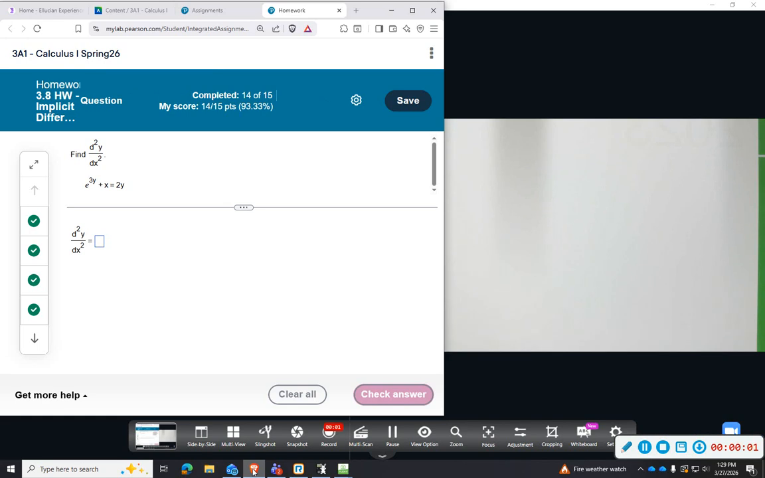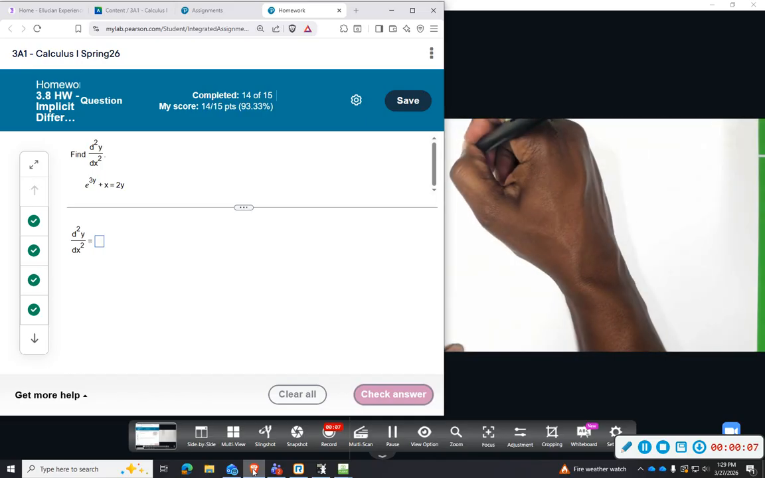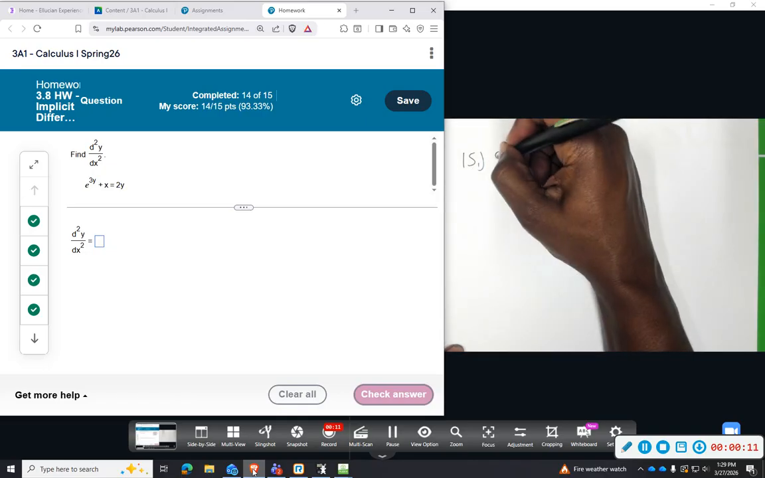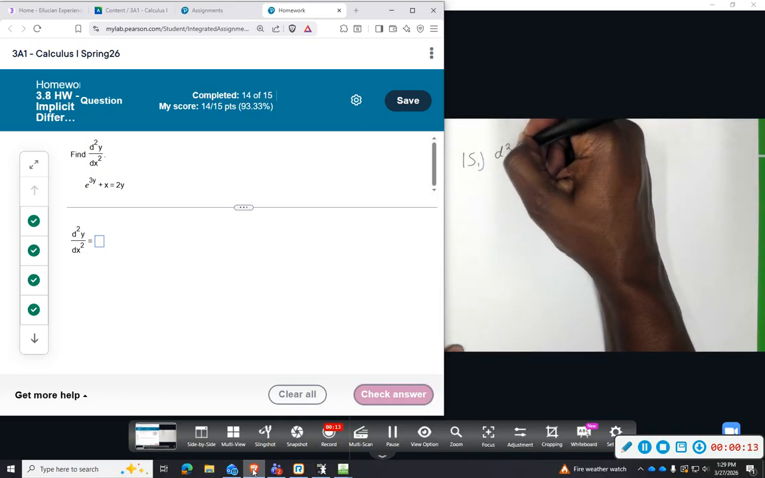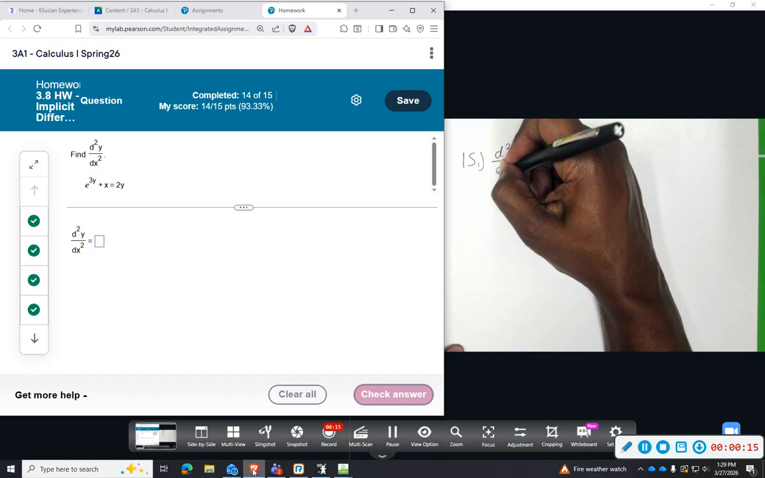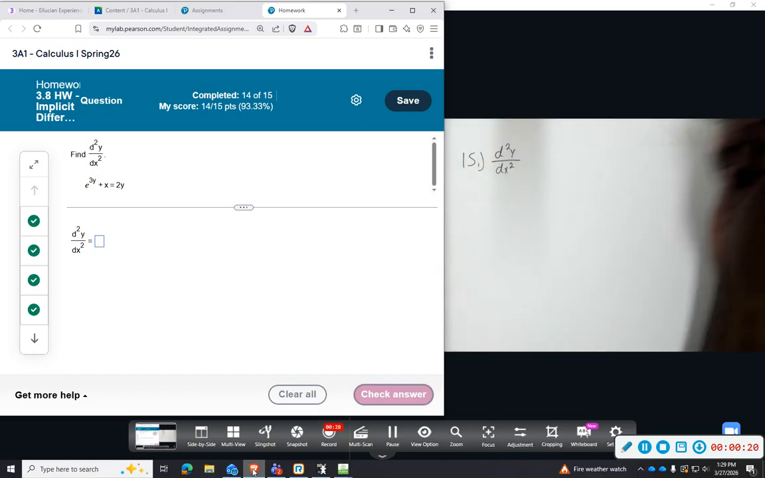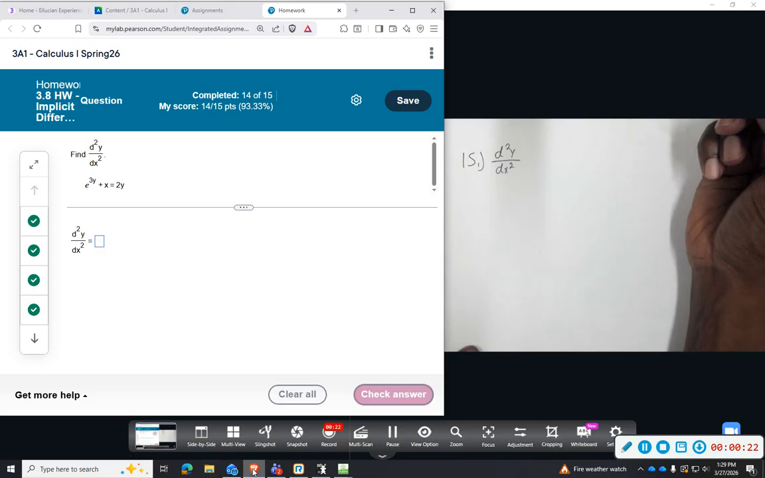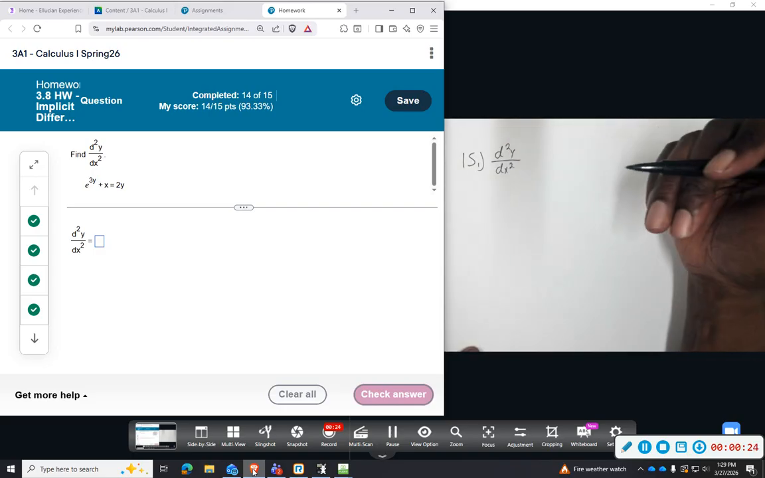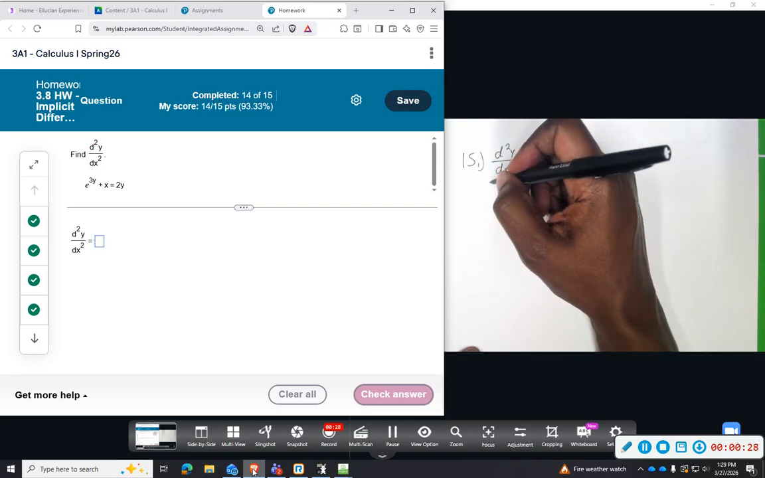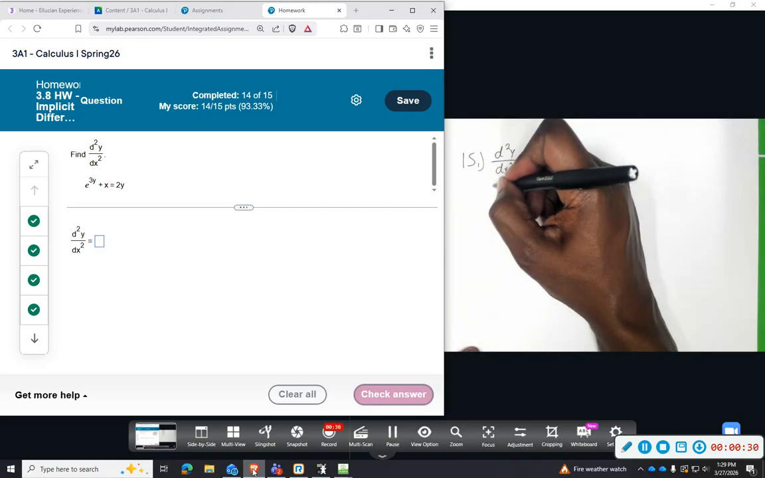All right, number 15, this one wants us to find the second derivative. If you look at that notation, it says find d squared y over dx squared. So this is the notation for the second derivative. Since it wants the second derivative, I'm going to use the standard dy dx form just so you can kind of see the whole process.